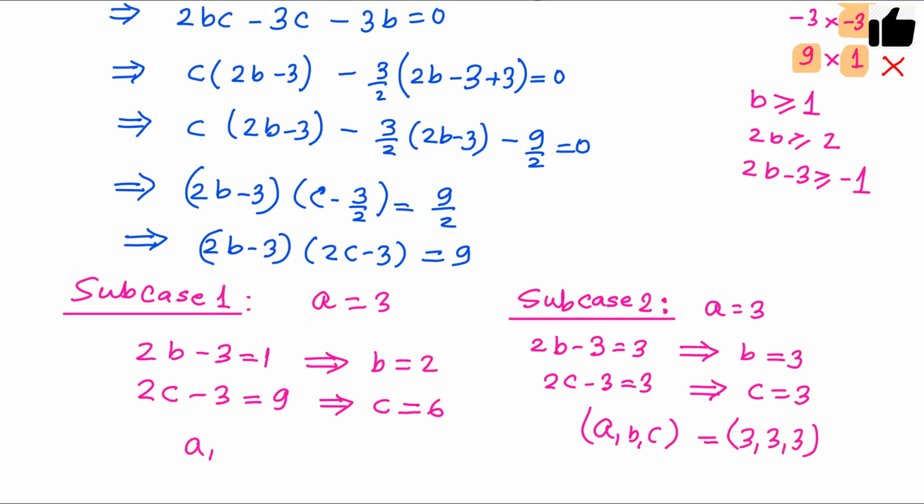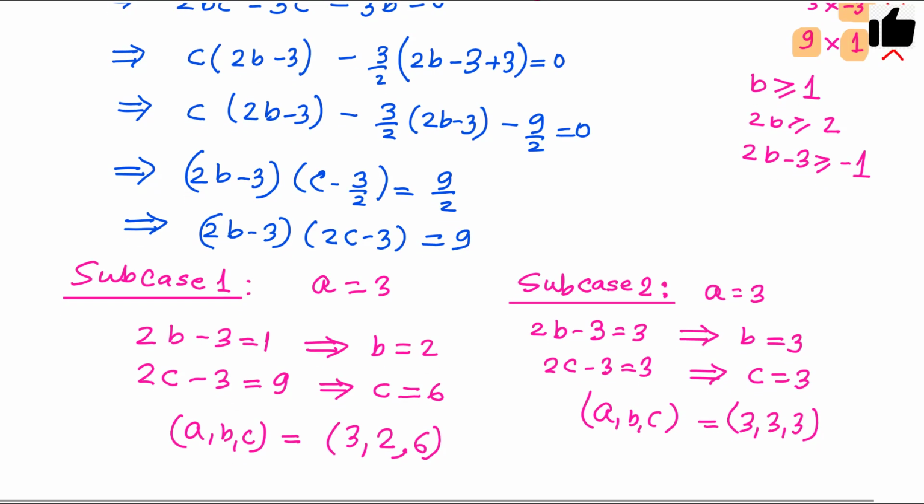Now in the first case, A, B, C will be A is 3, B is 2 and C is 6. But this solution is not acceptable because in this case B is smaller than A, but we know that B is a larger number. So this is not acceptable.